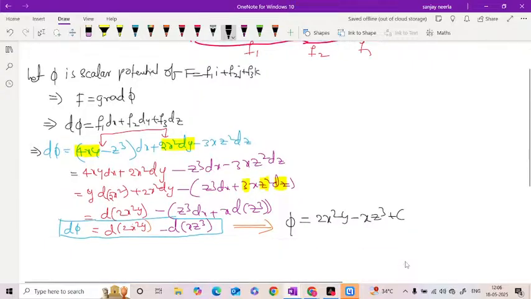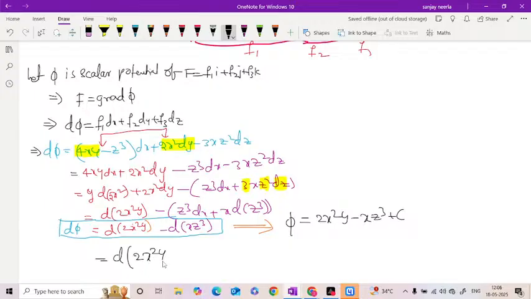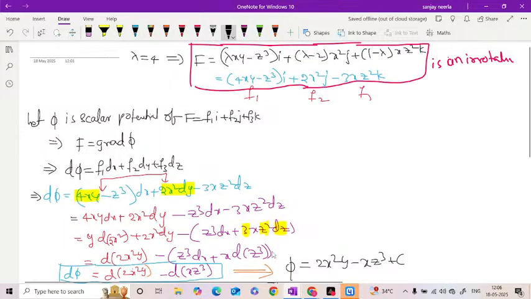Or you can write like this also. How? So the derivative of 2x square y minus x z cube, according to the subtraction rule, is equal to dφ. Now integrate. After integrating we will get φ is equal to 2x square y minus x z cube plus constant. Now come to the verification. We will verify the same.